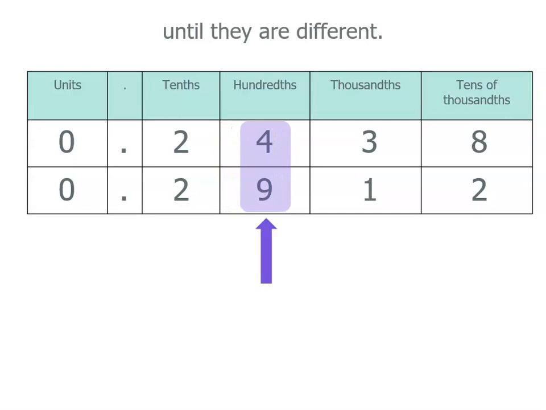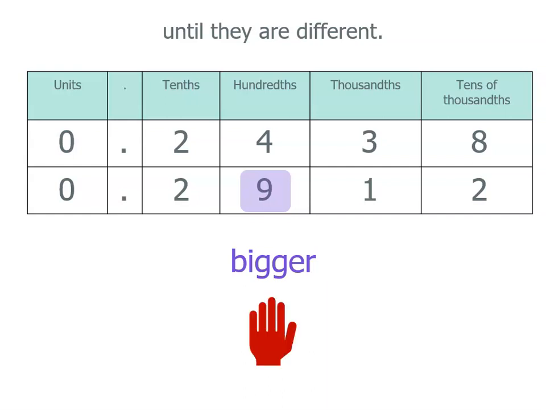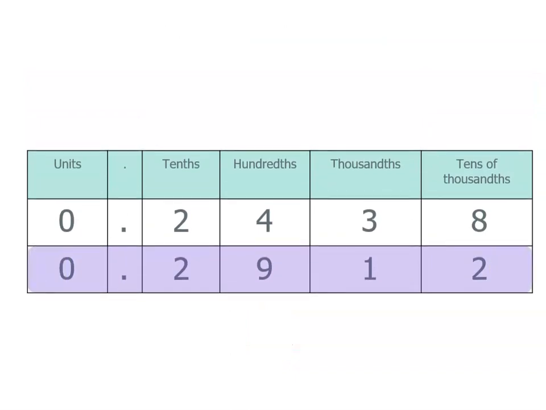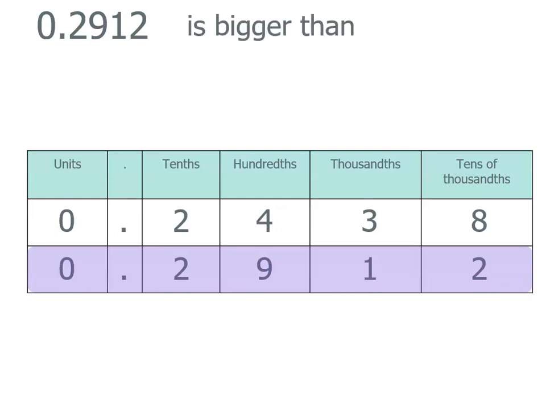Now they are different here. You can actually see 9 is bigger than 4. So we've found our difference. We don't actually need to go on anymore. So this number is bigger than the other number. 2,912 tens of thousands is bigger than 2,438 tens of thousands.